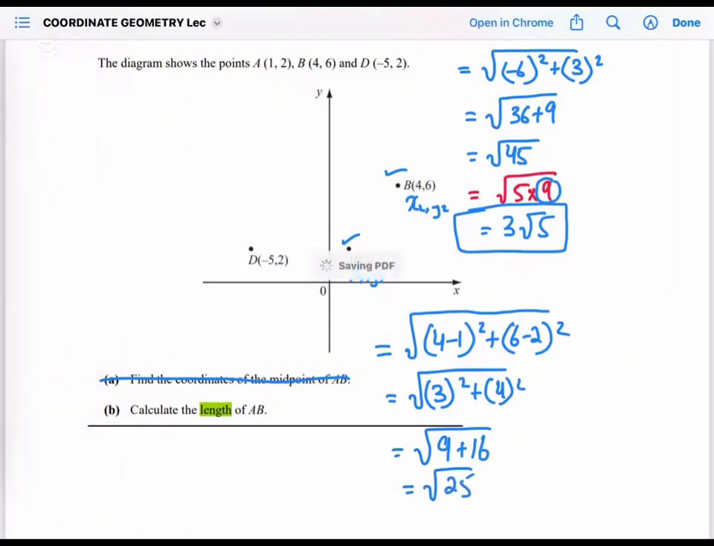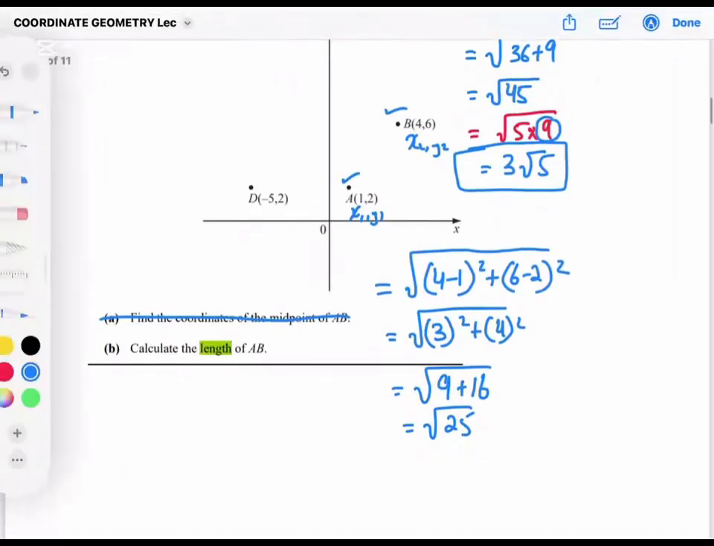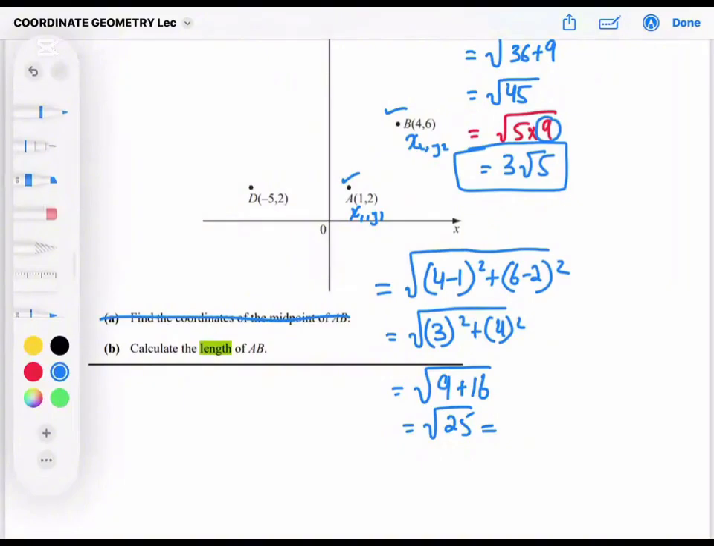Root 25, and root 25 is the square root of 25, which is 5. So the final answer will become 5. 5 is the length of AB.